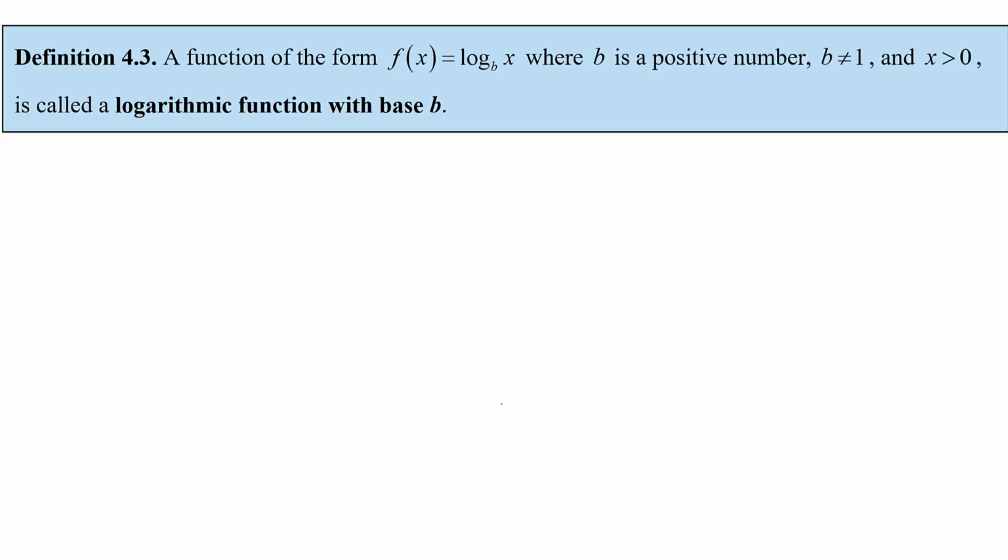Okay, a definition of a logarithmic function with base b is that a logarithmic function with base b is f of x equals log to the base b of x, where b is a positive number not equal to 1 and x is greater than 0. As an example, we have f of x equals log to the base 3 of x, or g of x equals log to the base 1/4 of x. And just to note here, these are what I would refer to as a basic logarithmic function.